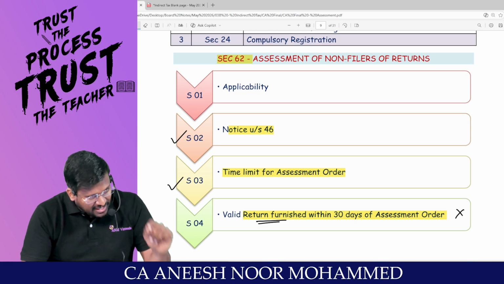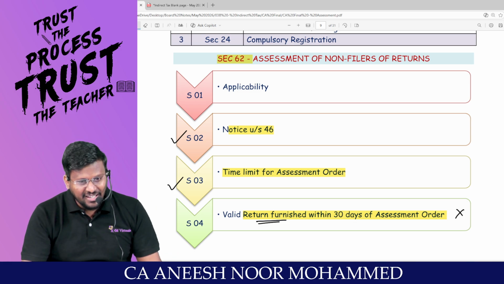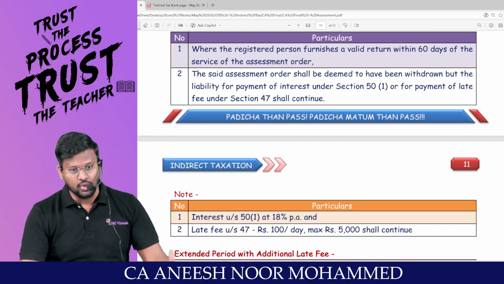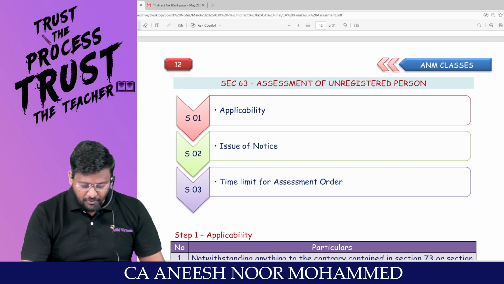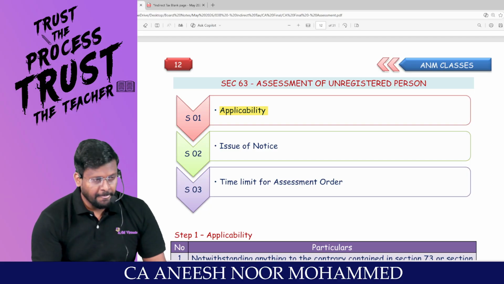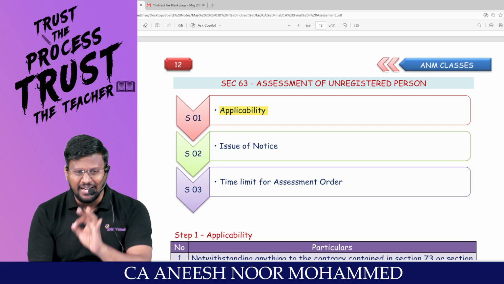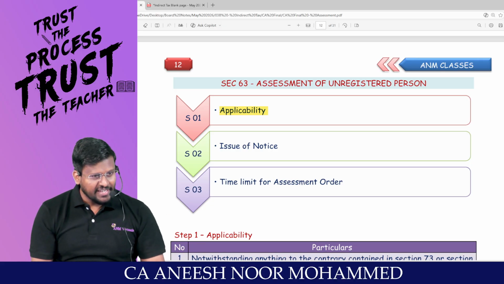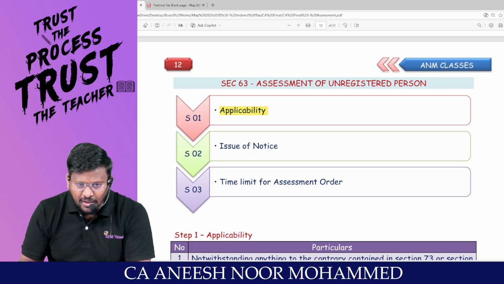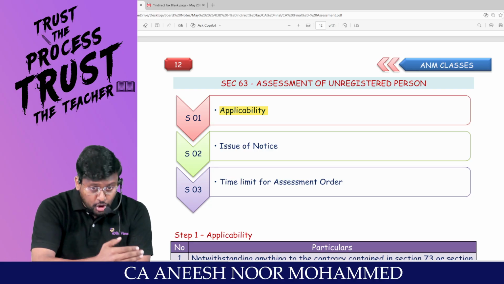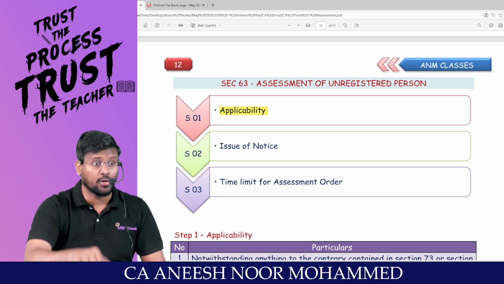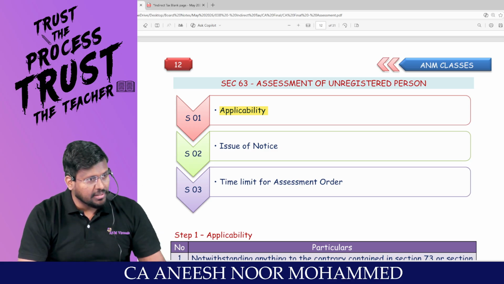So 63, what is 6 minus 3? That's why it is a 3-step approach, because logically one step will be cancelled. Applicability is very simple. Your aggregate turnover exceeds 10 lakh, 20 lakh, 40 lakh as the case may be, but still you have not taken the registration, and you are supplying taxable goods or services or both without collecting tax.